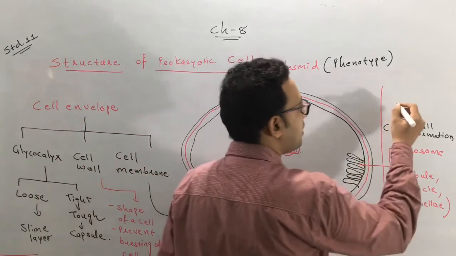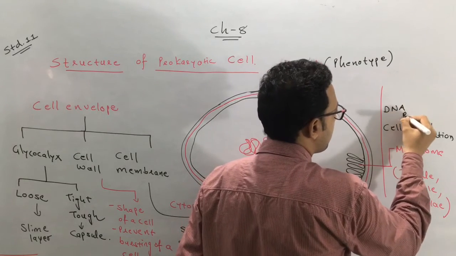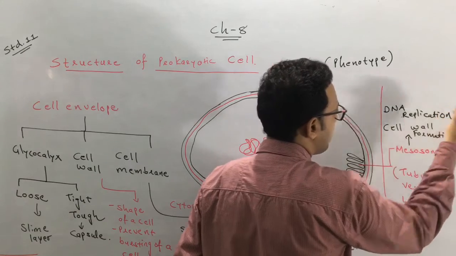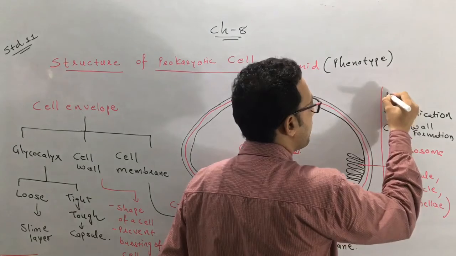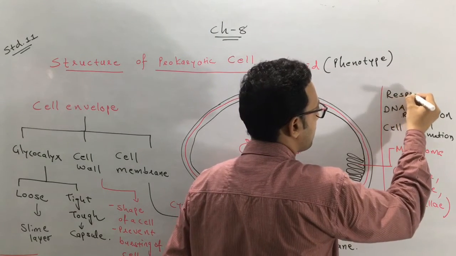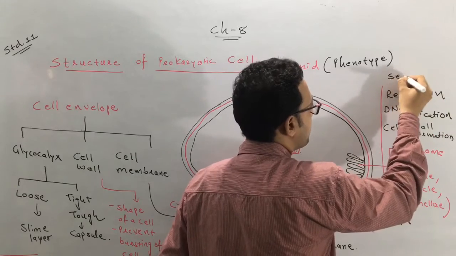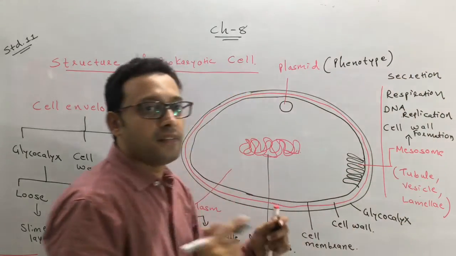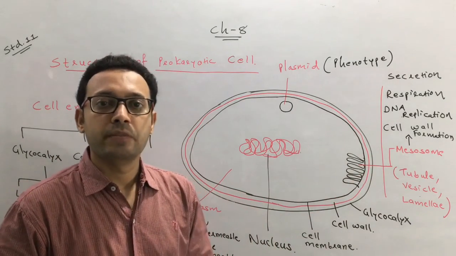Apart from that, they also have a role in DNA replication. Now, apart from that, it also has a role in respiration. It also has a role in secretion. So these are the functions of mesosome.